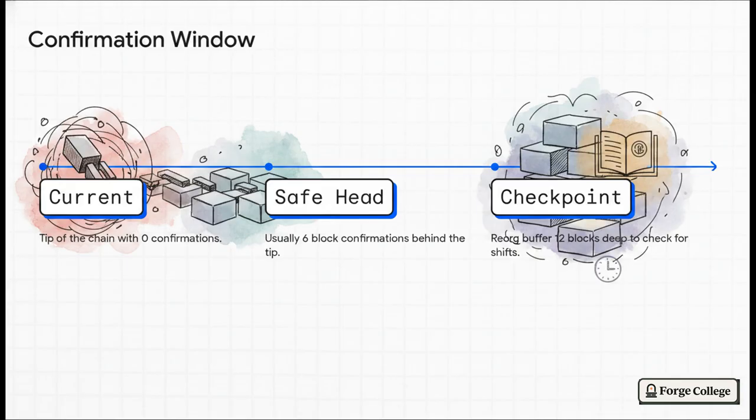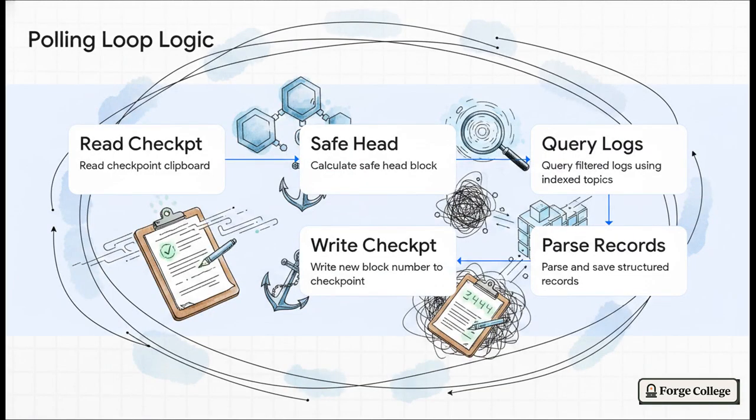This means when our script restarts, it looks back 12 blocks before the last processed block, just to double-check that history hasn't quietly shifted while we were asleep. So our exact polling loop logic works like a well-oiled machine.